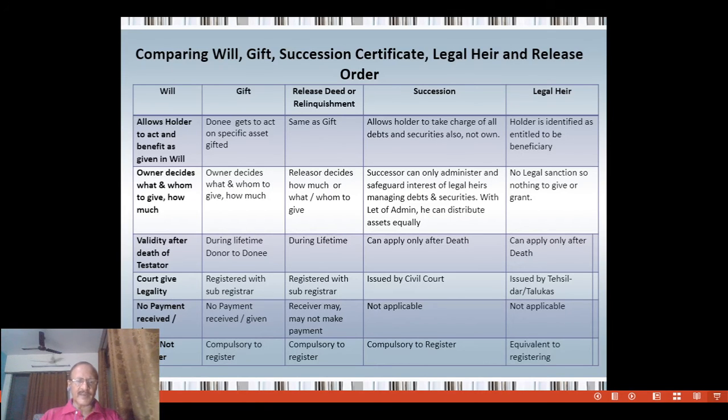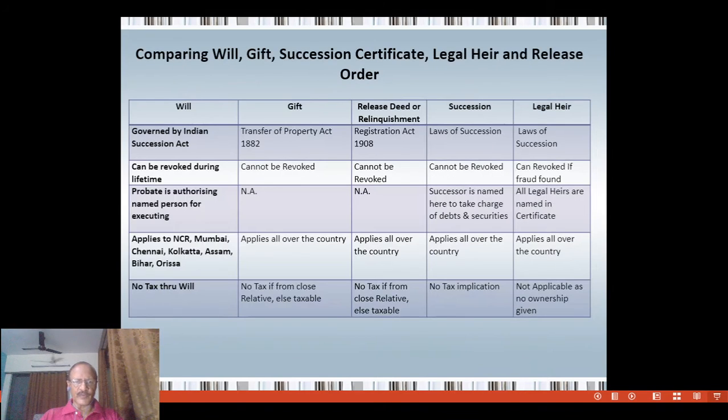Registration: of course there is a need. I will call going to the court itself a registration. Gift, you need to compulsorily register with the registrar of assurance. Release deed, again you need to register compulsorily. You are giving an amendment, but before that you are making a family agreement which needs to be registered with the registrar of assurance. Succession certificate, since you are going to the court, I will say it is compulsory to register, otherwise you can't progress further. Legal heir also I will say is equivalent to registering, because you are giving all documents to the government, and the tehsildar office gives it to you.